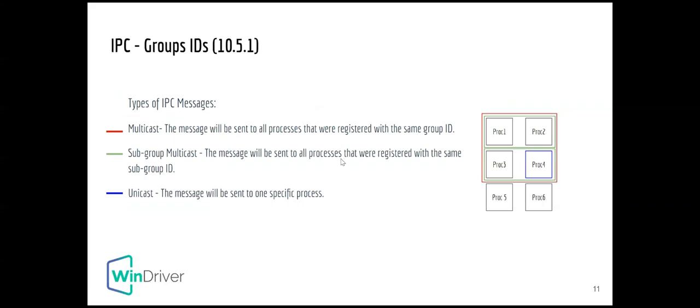So the first thing, maybe the most basic thing the IPC API offers, is to divide, or let's say create groups of the applications, and you can manage the communication in these groups. Okay, so we have a multicast, a message that is sent to all the processes that are registered with the same group ID, a subgroup. If you have a group and you also have a subgroup, send only to the subgroup. And a unicast, a message that is sent to one specific process.